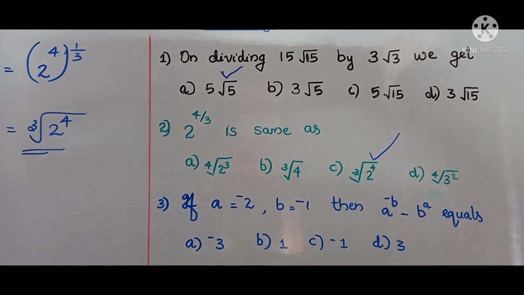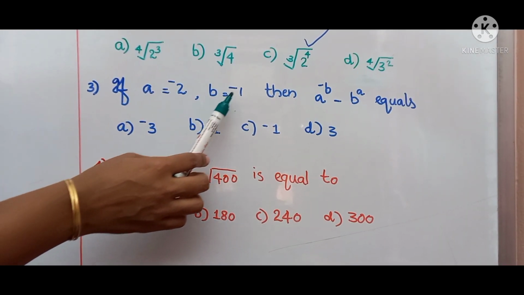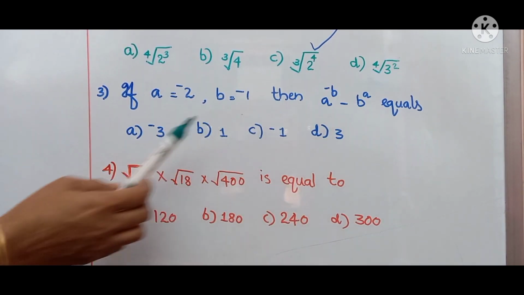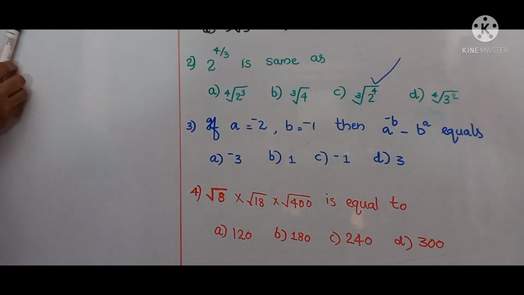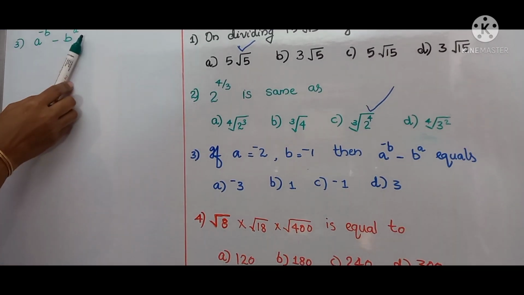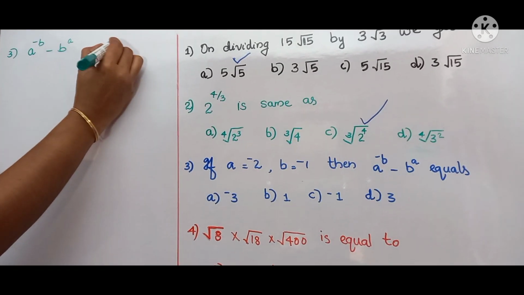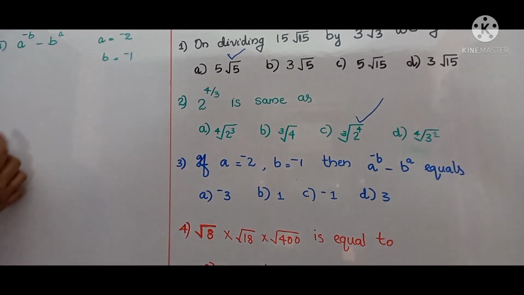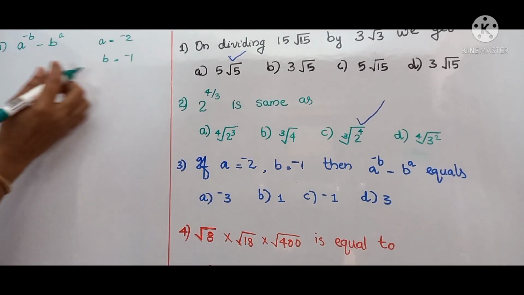And here it is given cube root of 2 raised to 4. This is the answer. The third question is, if a equal to minus 2, b equal to minus 1, then a raised to minus b raised to a equals, options are given here. We have to find the answer. Here a raised to minus b raised to a is given and the value of a is minus 2 and b is equal to minus 1. We have to solve this part by substituting the values of a and b.